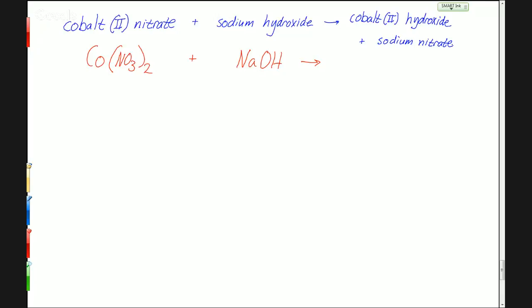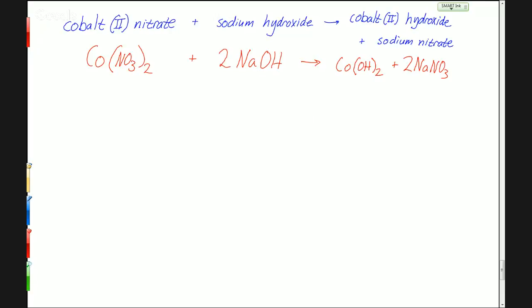Cobalt 2 is +2, hydroxide is -1. So you need 2 hydroxides for each cobalt 2. So that means cobalt 2 hydroxide looks like this, Co(OH)2. Sodium is +1, nitrate is -1. So sodium nitrate looks like NaNO3. And then is that balanced? It's not, no. So we need 2 of these, 2 of these. That should be the balanced equation.